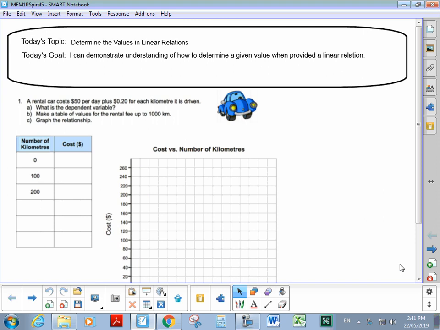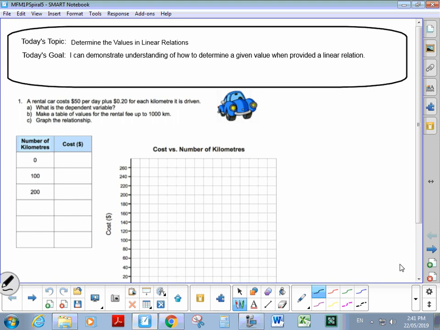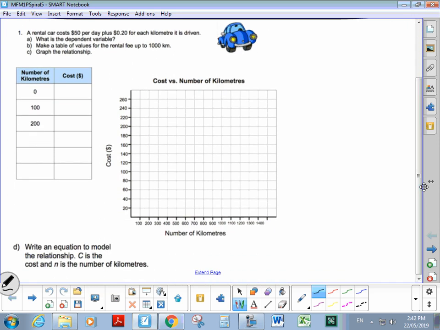All right, we are in the fifth and final spiral, so things are just kind of tied up for us neatly here. The first lesson in Unit 5, or Spiral 5, is determining the values in linear relations. I'm going to take you through a couple of examples. You all have the base knowledge, and now we're just tying things all together.